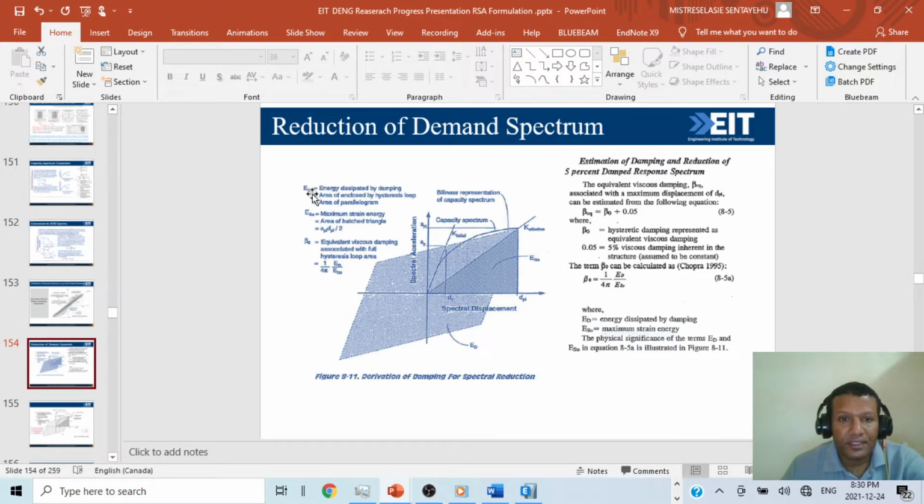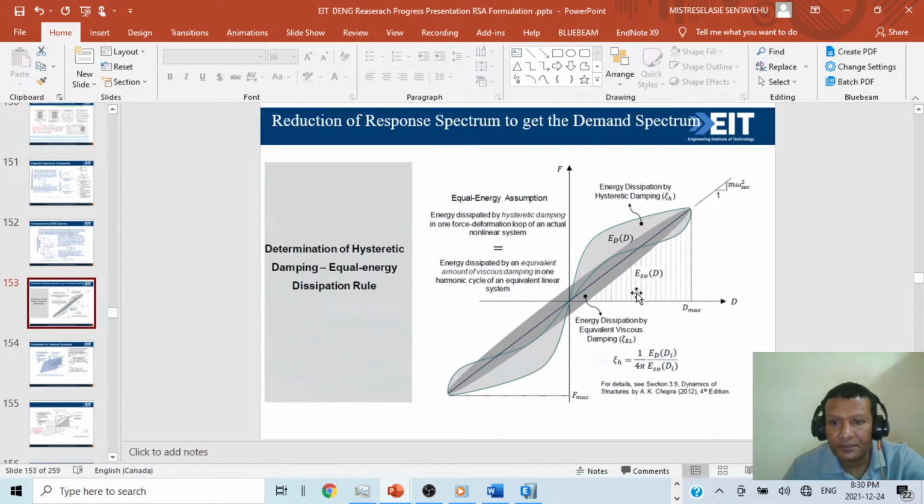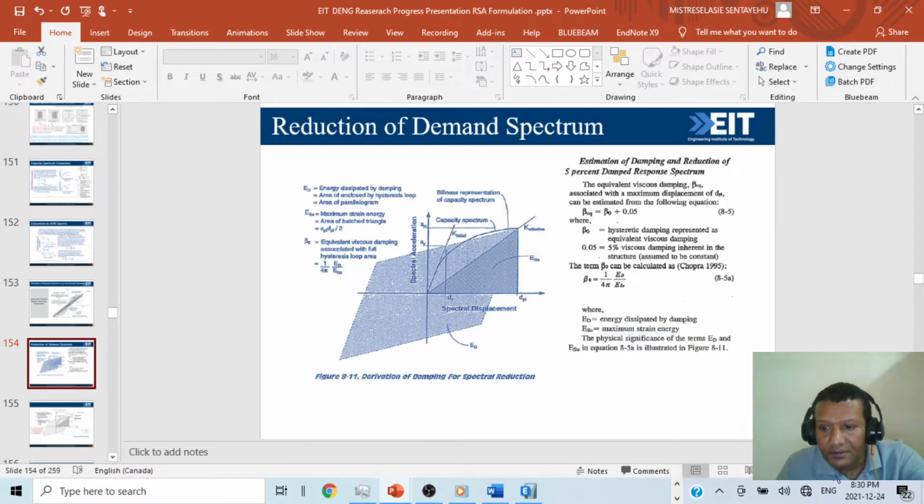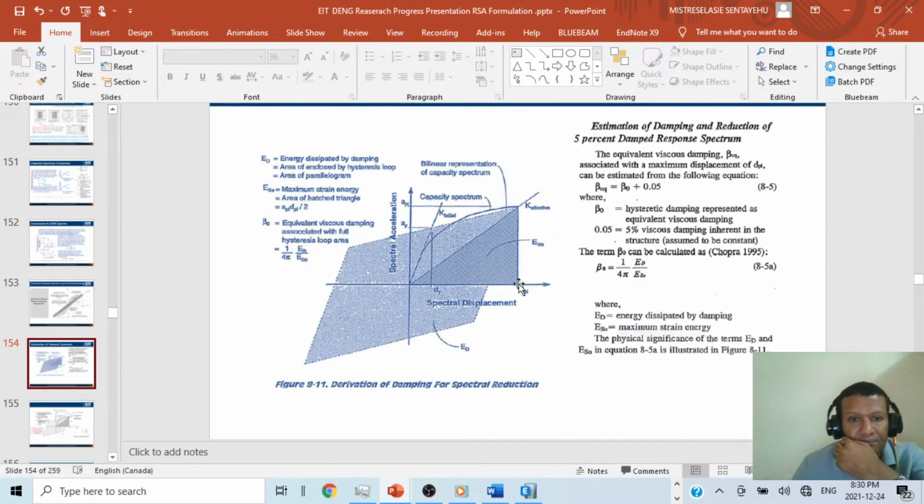So ED here means energy dissipated by damping, the area enclosed by the hysteretic loop, the area of the parallelogram. ESO is the maximum strain energy, the area of the hashed triangle. So we have this parallelogram and this hashed triangle.